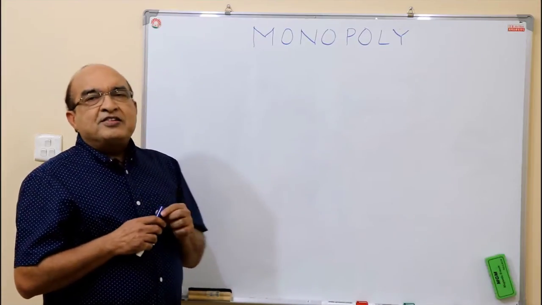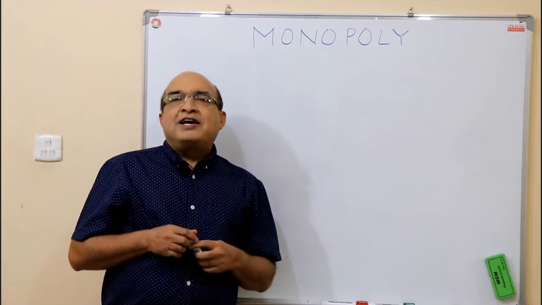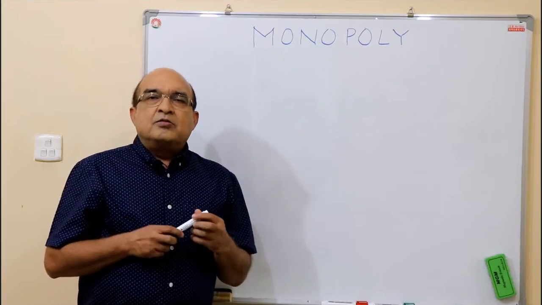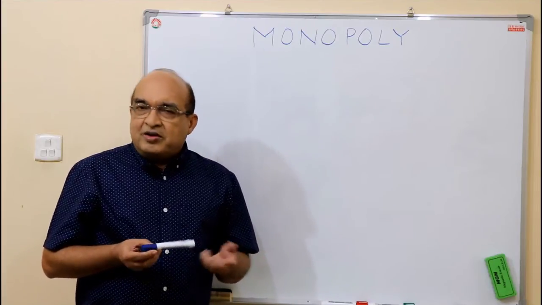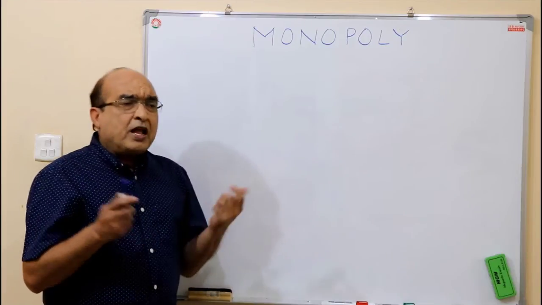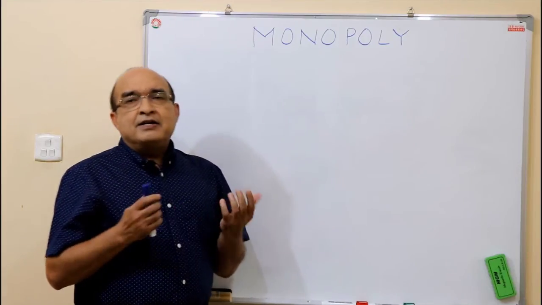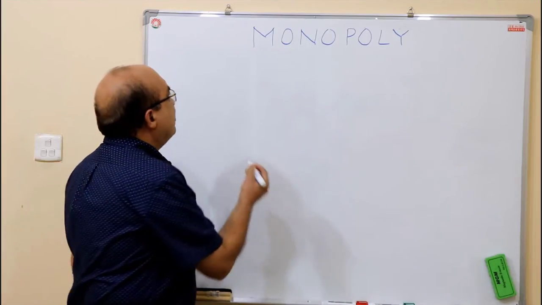So that means we have to discuss under monopoly what kind of average revenue or demand curve a monopolist will be facing, as we have seen under perfect competition. Now, the market demand curve, as usual, is always downward sloping.